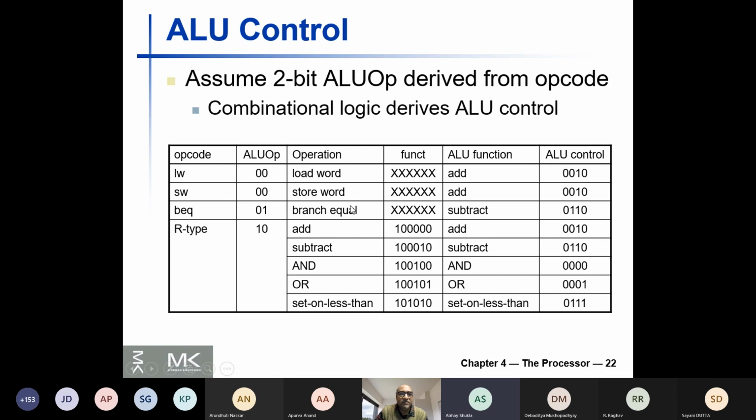There is no function field at all. So therefore, to perform the ALU operation properly, first of all, by using the opcode, we need to decide what the type of instruction is, whether it is a memory reference, a branch instruction, or an R-type instruction. That information will be provided to the ALU circuitry so that the ALU will generate appropriate control signals.